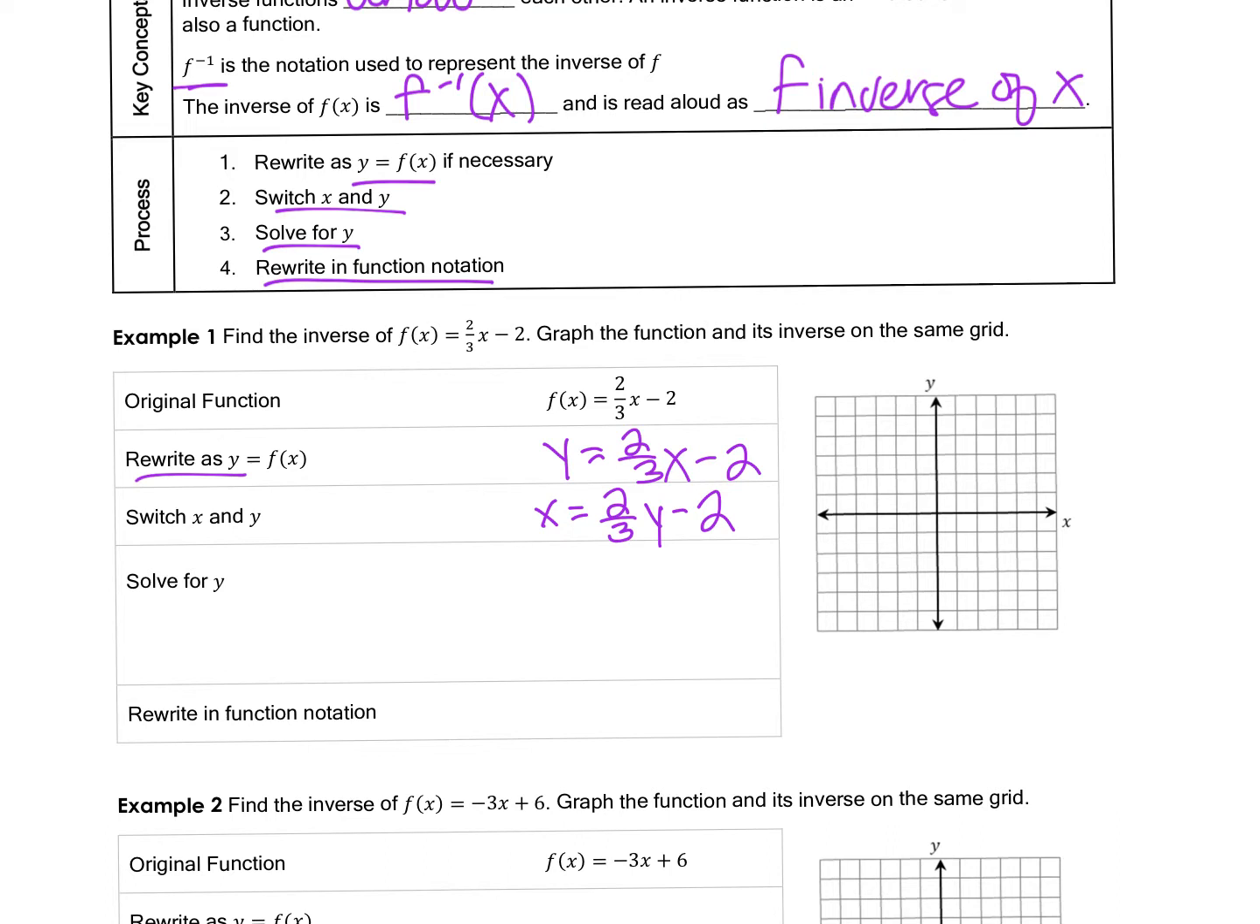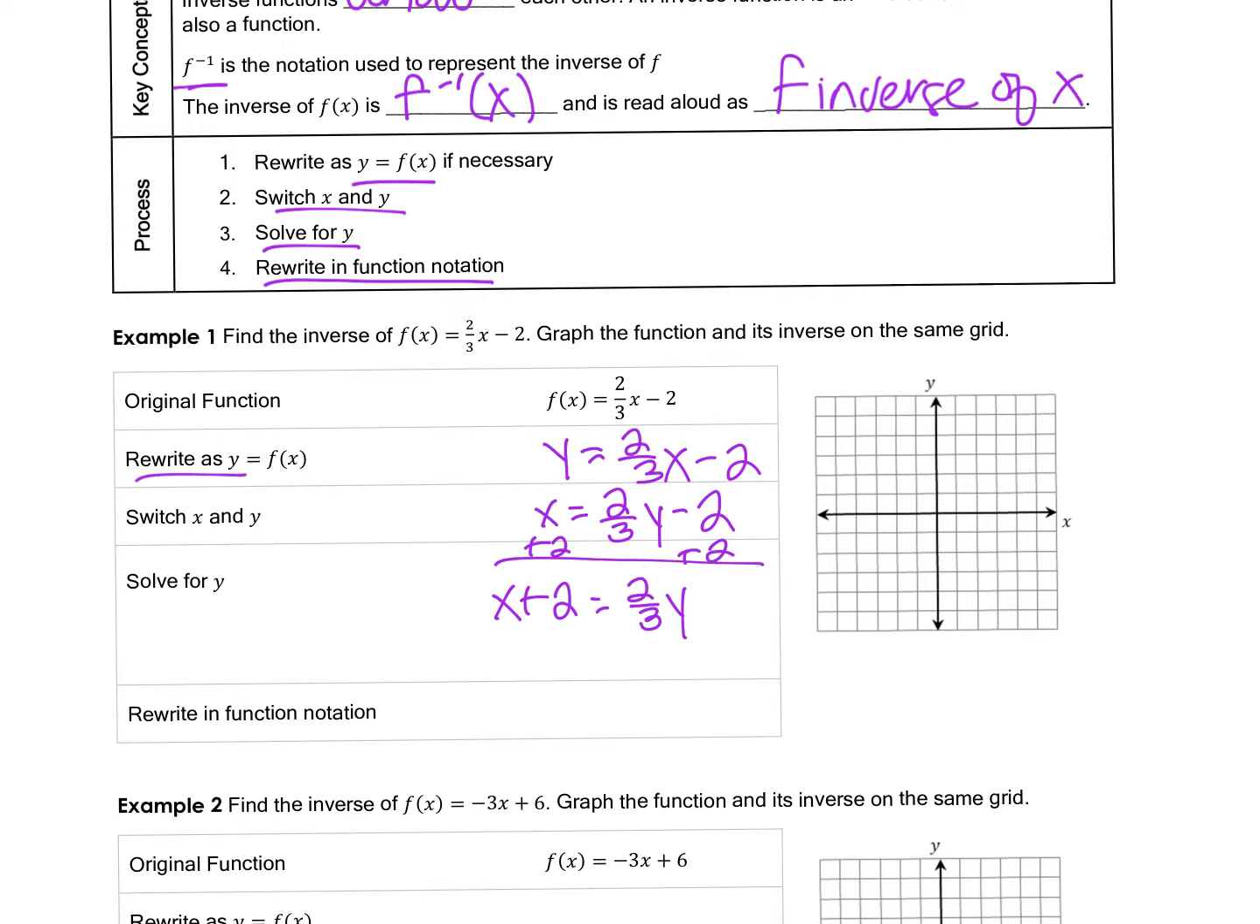Once we have done that, we're going to solve for y, so we're going to isolate the y term. The next step would be to add 2. So that would be x plus 2 equals 2/3 y. All I did there was add 2 to both sides. I'm trying to get y by itself.